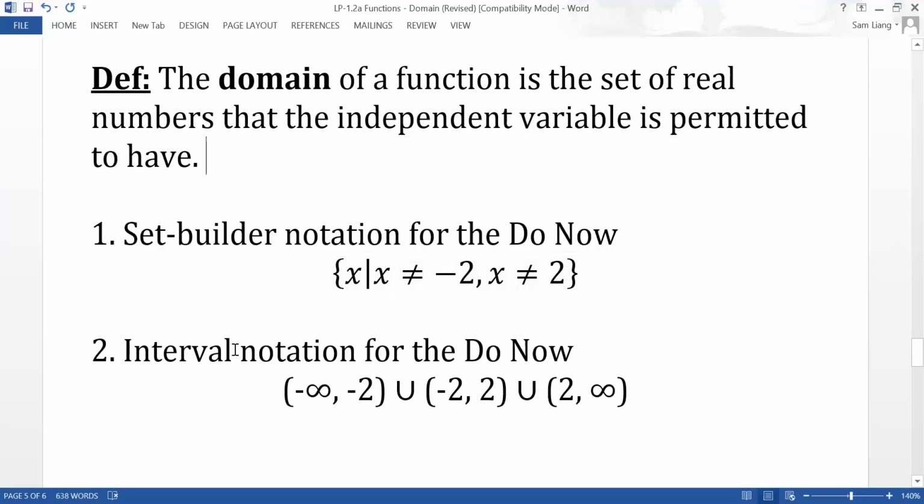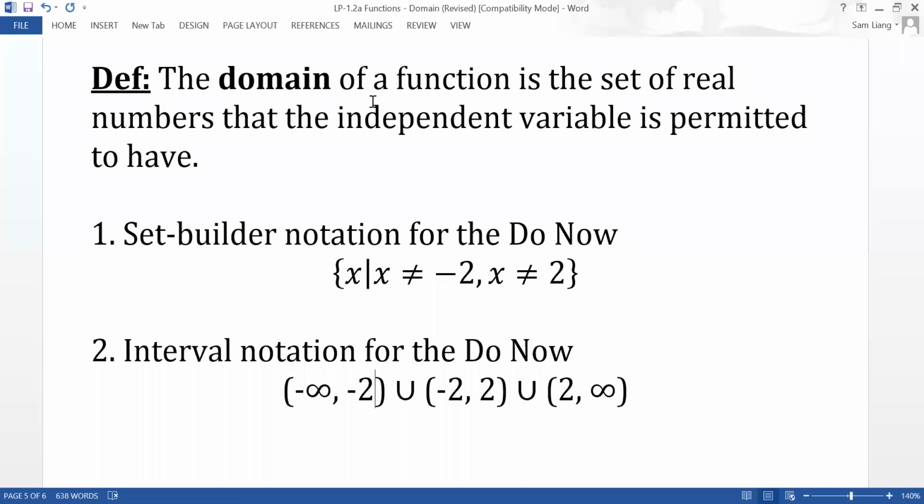And here we have interval notation. Interval notation uses parentheses and brackets. In this case, we just use parentheses because 2 and negative 2 are not included in the domain, right? If they were, then we would use brackets. But here they're excluded, so we use parentheses.